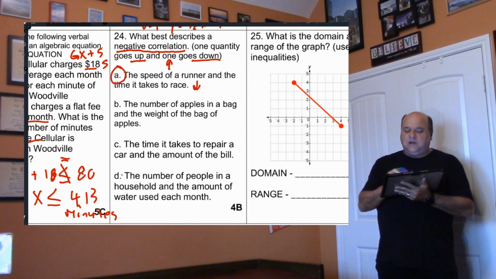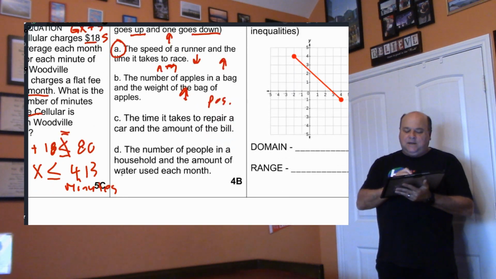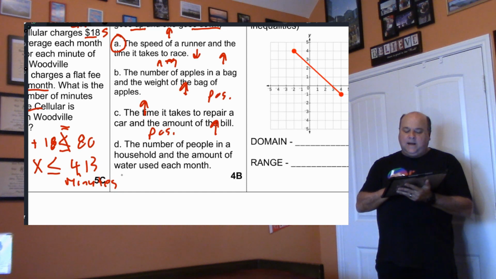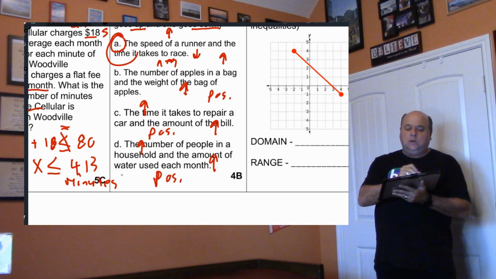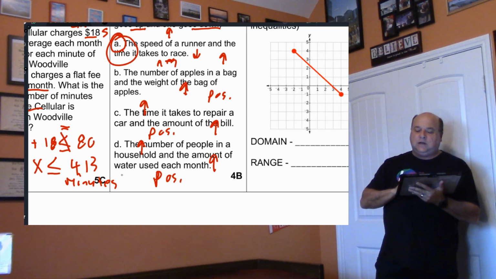The number of apples in a bag and the weight of the bag. So if this goes up, the weight goes up, right? That would be a positive correlation. That would not be negative. The time it takes to repair a car and the amount of the bill. The more time it takes, the higher the bill. That's also a positive correlation. The number of people in a household and the amount of water used each month. The more people in the household, the more water is used, right? That is also a positive correlation. So the only one that works is A. That would be a negative. The faster you run, the less time it's going to take.